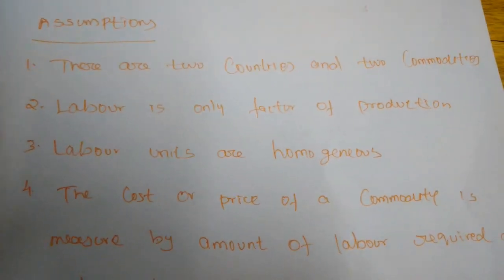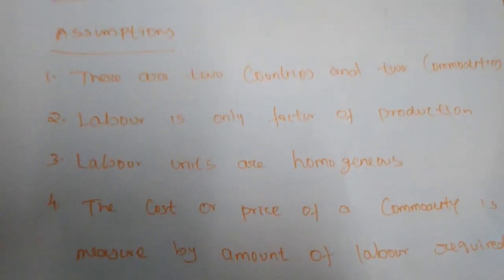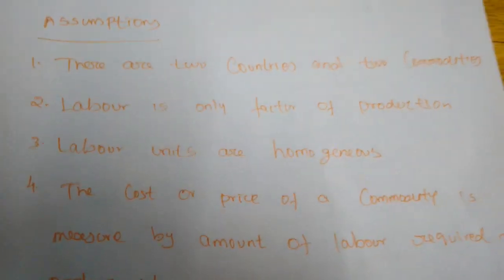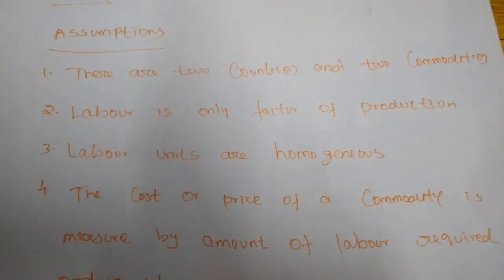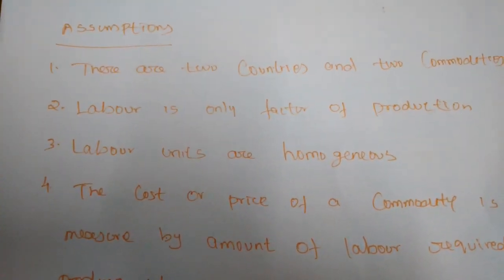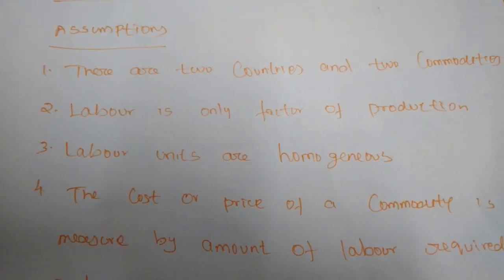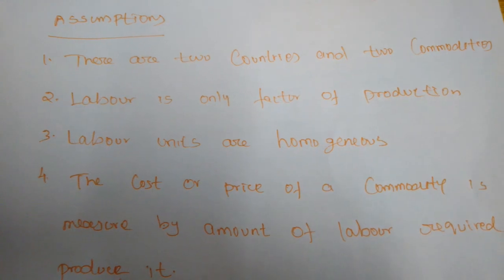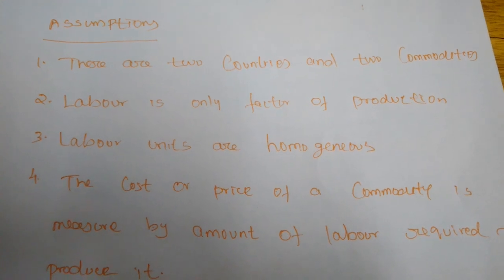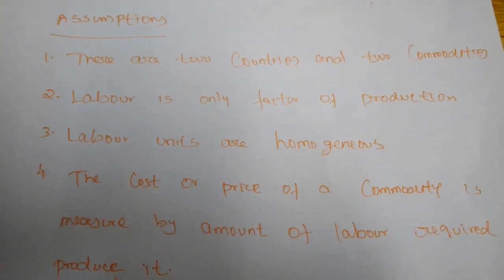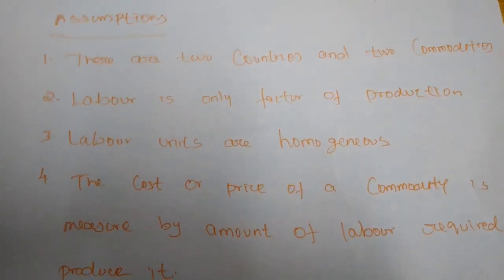Next, labor is the only factor of production. There are four factors of production used to produce commodities, but we assume labor is the only factor. There is no capital or other factors of production. By using labor only, the two nations produce output. Next, labor units are homogeneous. All units of labor are homogeneous. The labor in India and the labor in America are homogeneous, with the same power, ability and skills.